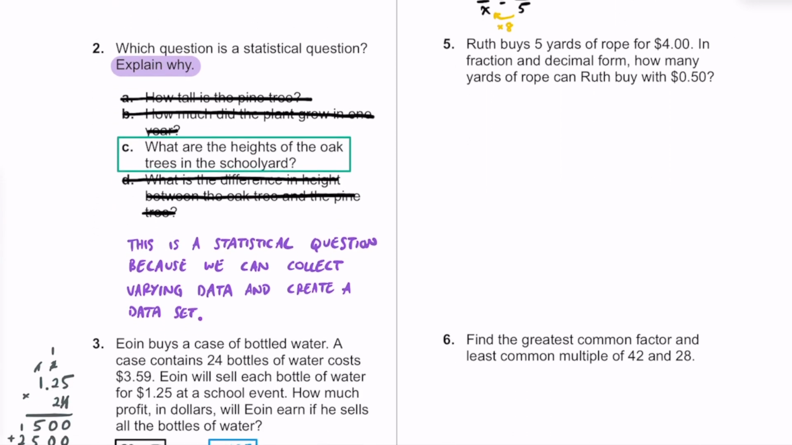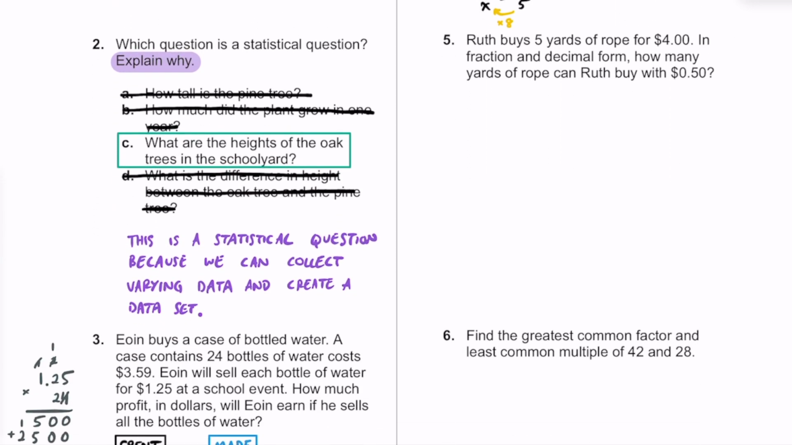Let's check out number 5. In number 5, Ruth buys 5 yards of rope for $4. In fraction and decimal form, how many yards of rope can Ruth buy with 50 cents? So let's assume that we can buy things in 50-cent increments here. Let's set up a rate or ratio. I think we're going to put money first. So let's put the $4. That's going to get us 5 yards of rope. So I'm going to put the money on top and the rope on bottom.